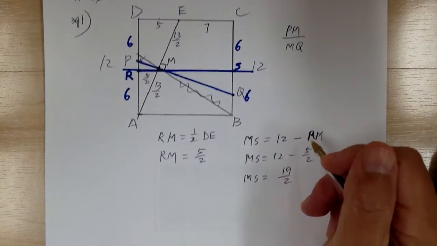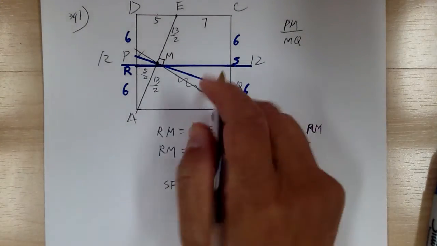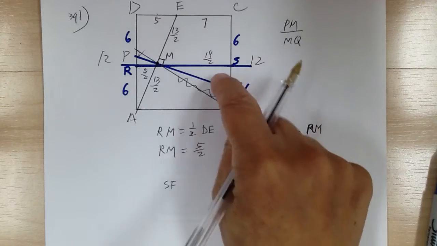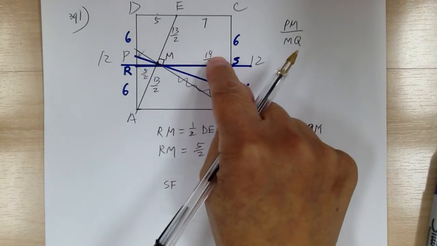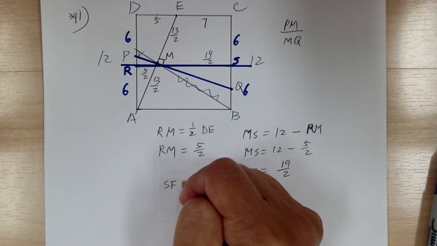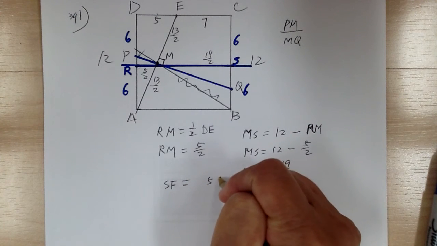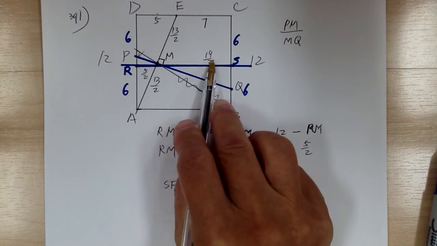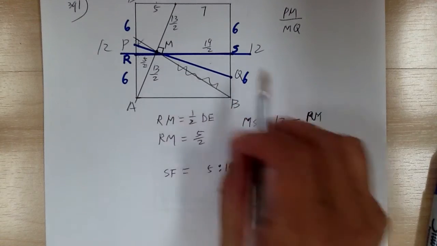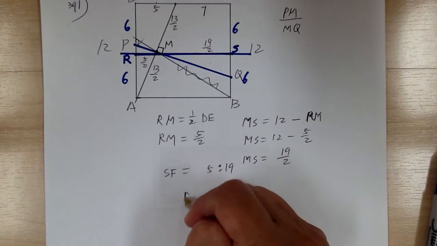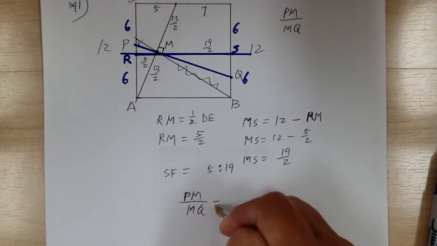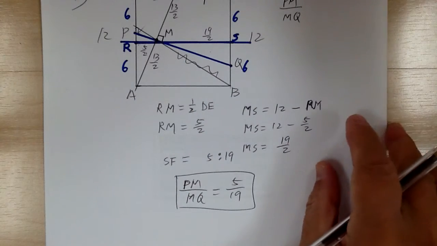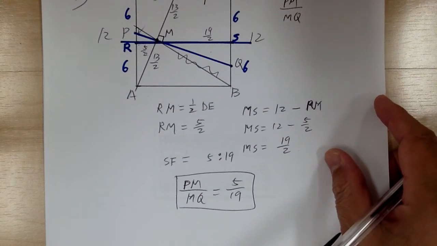And if you look at the scale factor, so this is the 19 over 2. So look at the scale factor of these two. It would be 19 to 5, or 5 to 19. So you can look at these two blue triangles. So it'd be 5 to 19 over 5 over 2 to 19 over 2. Okay, so it'd be 5 to 19. So PM over MQ will equal 5 over 19. So you can use your scale factor, so you don't even have to actually figure out the actual length.